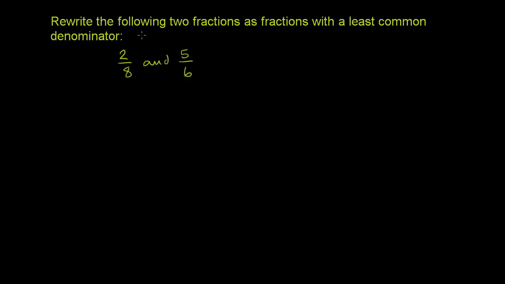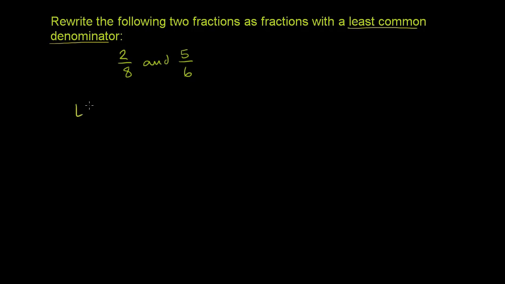We're asked to rewrite the following two fractions as fractions with a least common denominator. A least common denominator for two fractions is really just going to be the least common multiple of both of these denominators over here. And the value of doing that is that if you can make these a common denominator, then you can add the two fractions. And we'll see that in other videos. But first of all, let's just find the least common multiple.